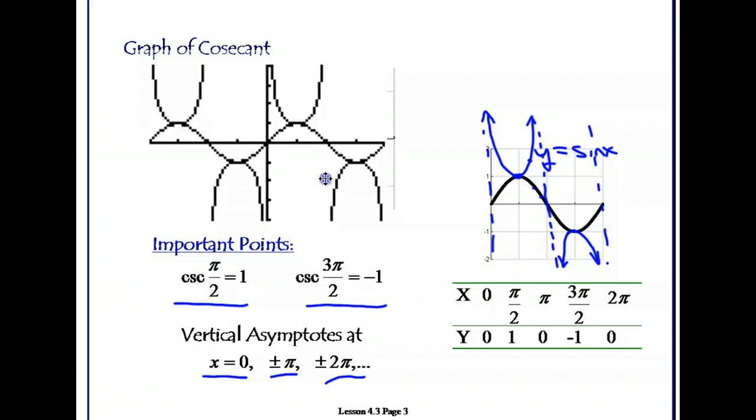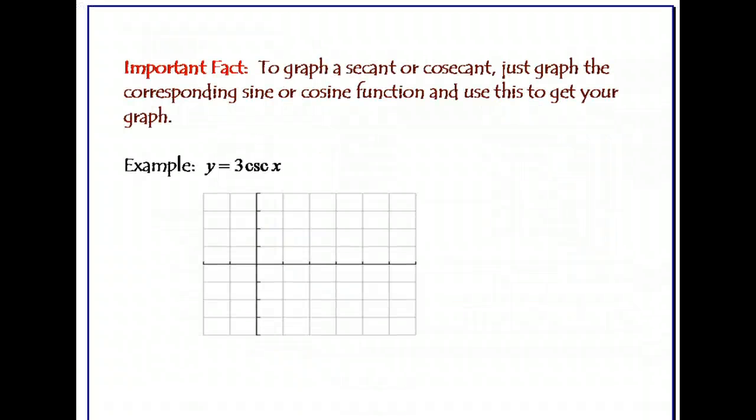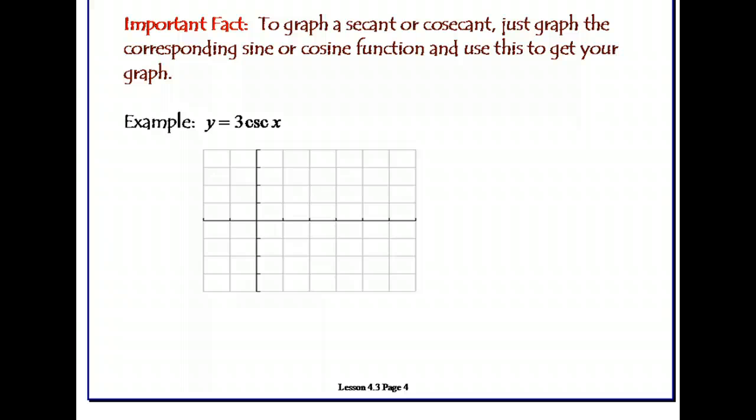All right, so now let's practice a couple of these by hand. And when we do our graphs by hand, we remember this important fact. If I want to graph a secant or a cosecant, don't do it. Instead, just graph the corresponding sine or cosine, and then use that graph to get your graph of the secant or the cosecant. Okay, let's try one of these.